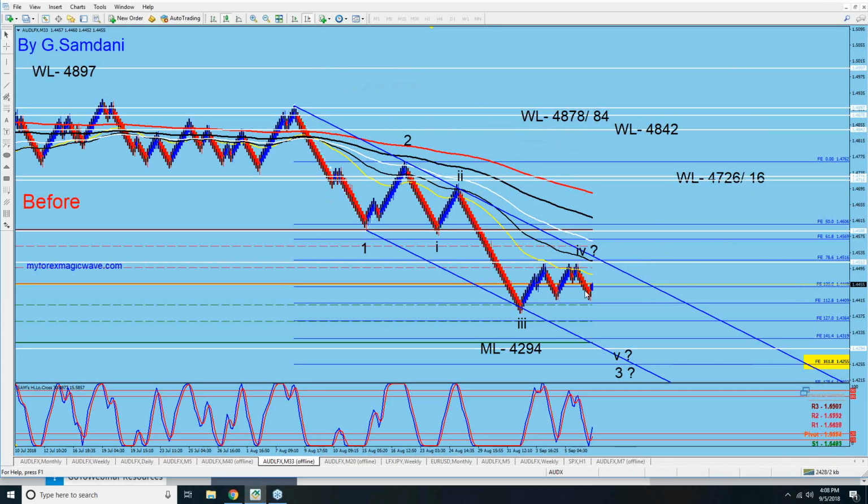So here you can see this 1, 2, 3, 4, and then wave 5 will end here somewhere, and then we have a nice level here, M4 monthly number, monthly low 42.94, and then wave 3 will be here.